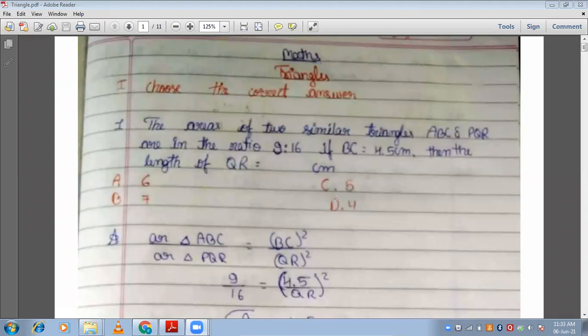In this session, we will discuss the chapter Triangles. As we all know, the SSLC exam pattern has changed. In your exam, they will ask only multiple choice questions.